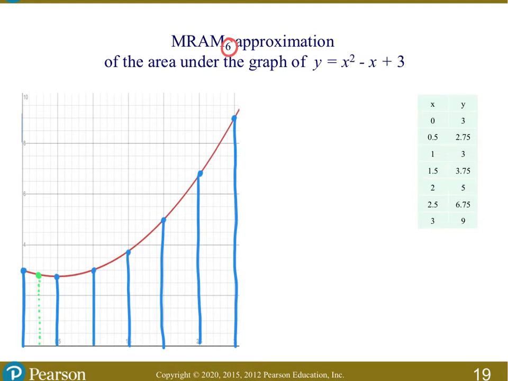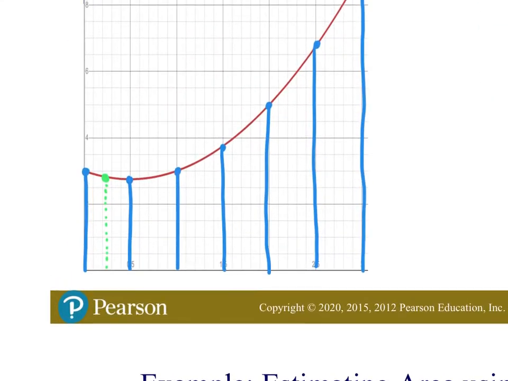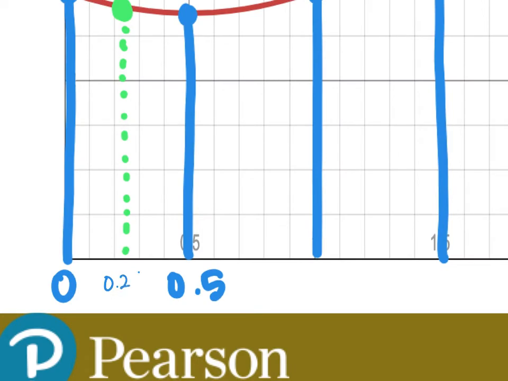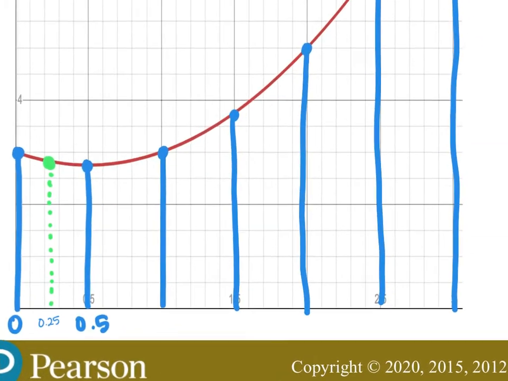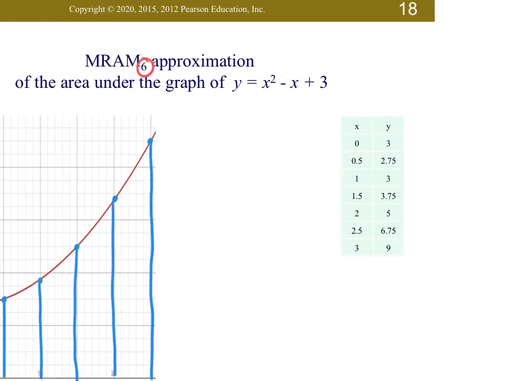Now, the middle is not on my chart. On my chart, this is 0, this is 0.5. Those are both on my chart. This one is happening at 0.25, which is not on my chart. So we're going to have to add numbers to the chart that aren't there. We want to add 0.25, which means I need to plug in 0.25 to the equation, x squared minus x plus 3, and figure out what we get.